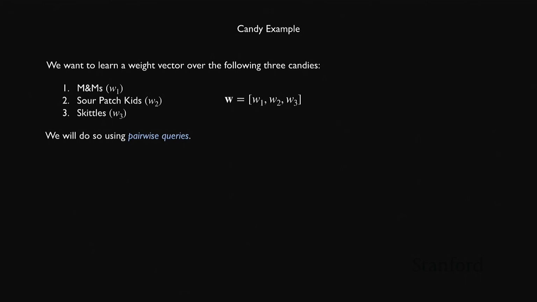So instead, I'm going to give you pairwise queries for this. Again, we're trying to learn this weight vector. We're going to require that it sums to 1. And we have 3 different candies that we want to understand the relative weighting between: M&Ms, Sour Patch Kids, and Skittles. And we're going to do so using pairwise queries. So we'll do a little demonstration here.